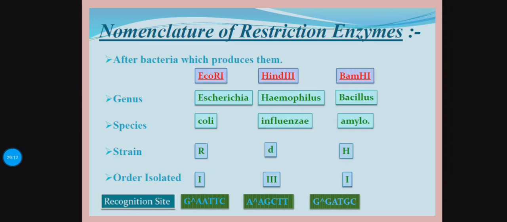In the same manner, the second example is HinD3. Haemophilus is the genus of bacteria, IN is for influenzae, the species of this bacteria, D is the strain or serotype of the bacteria, and 3 is the isolation order. That's why the name is HinD3. In the same manner, BamH1: B represents the Bacillus bacteria, the genus, AM represents amyloliquefaciens, the species of Bacillus, H is the serotype or strain, and 1 is the isolation order, so the name is BamH1.